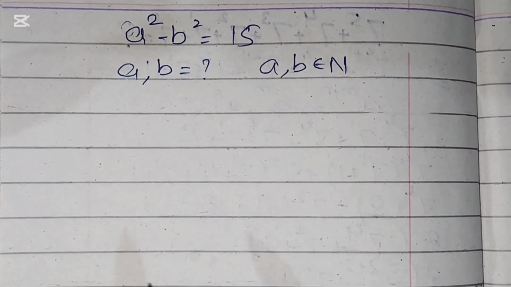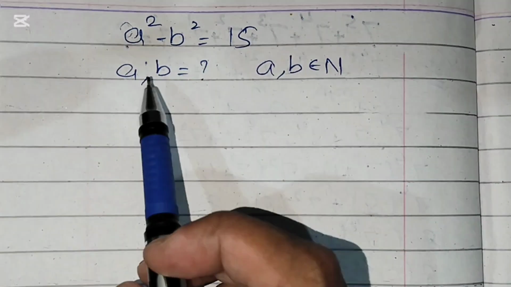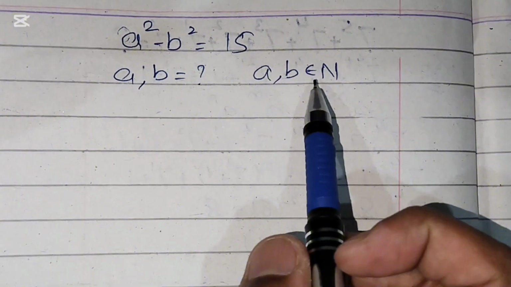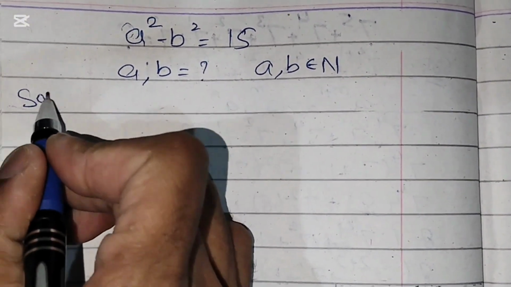In this video we will solve a tricky math Olympiad problem. a squared minus b squared equals 15. We have to find the value of ab, where a and b belong to the positive natural numbers. We will start the solution of this question.